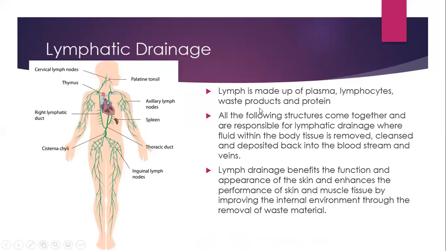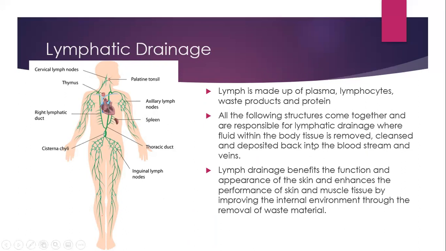So alongside your circulatory system, you also have your lymph system. So your lymph system is made up of plasma, lymphocytes, waste products, and proteins. You can see that the composition is actually very similar to blood, but what it doesn't have is the red blood cells. So all of these structures come together for lymphatic drainage.